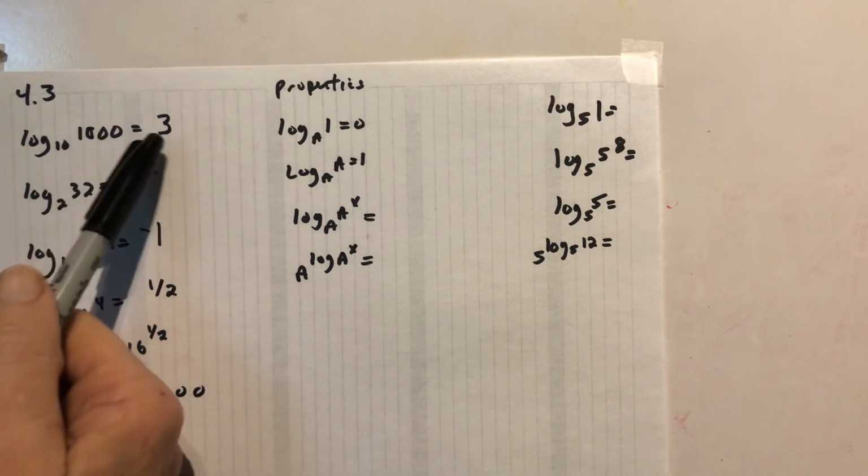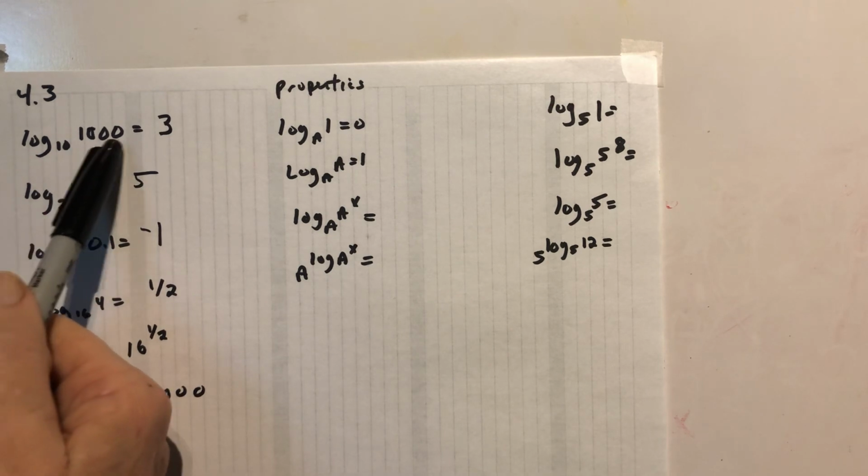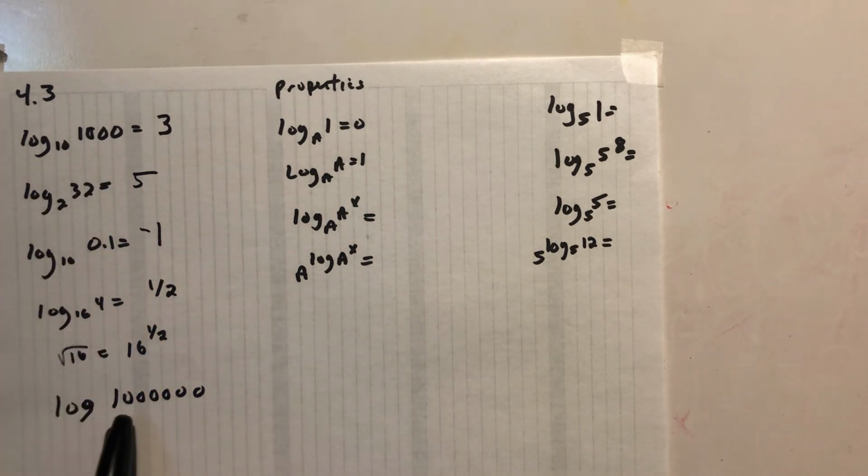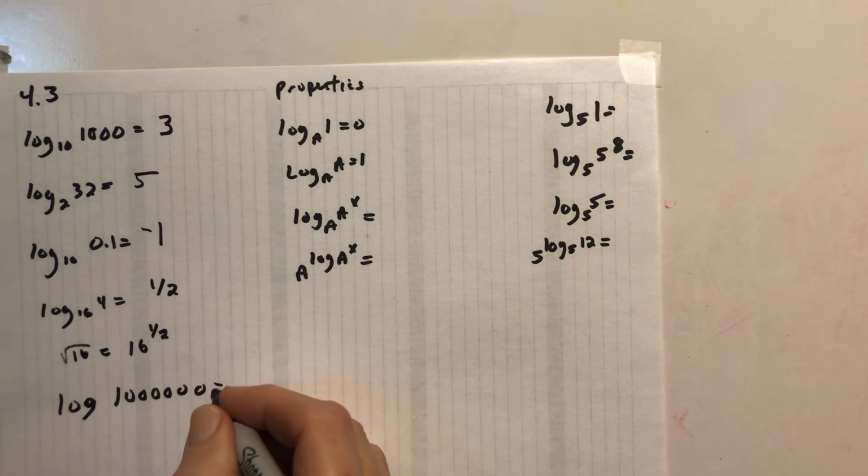Well, it took 3 to get 1,000. Just happens to be all zeros. Just count the zeros. 1, 2, 3, 4, 5, 6. The answer is 6. Let's try using the log button that just says log. It's just log. It doesn't have a base. It's going to assume 10, and you should get a 6.